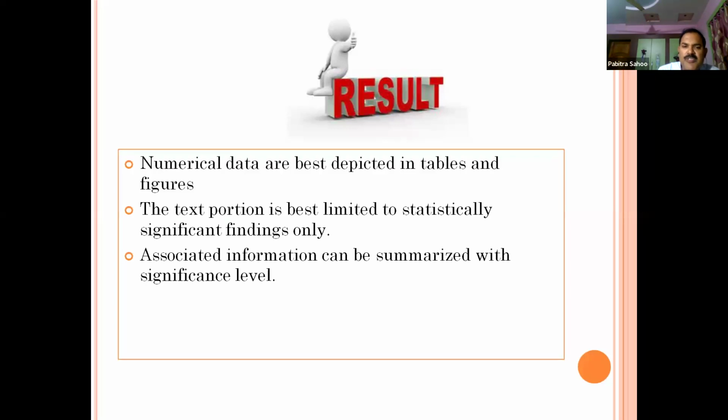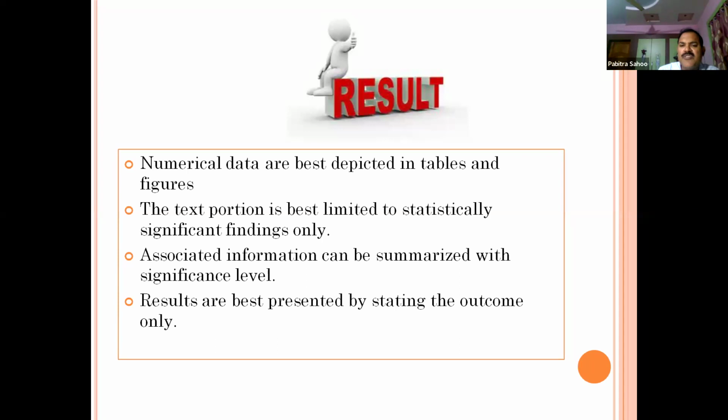Associated information can be summarized with significance level. This is up to which you should mention. Results are best presented by stating the outcomes only, not describing the whole table. Only mention the outcomes that are significant or important; non-significant data also can be mentioned in the results section.